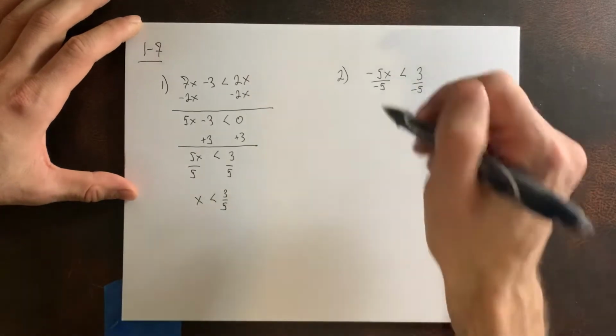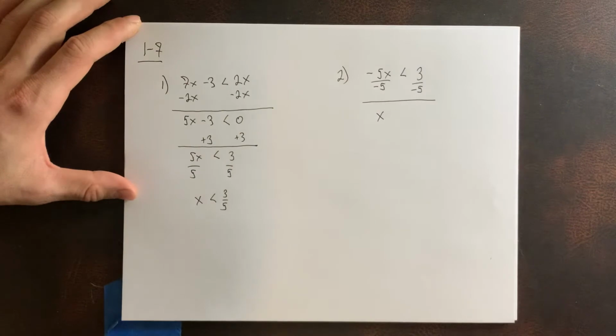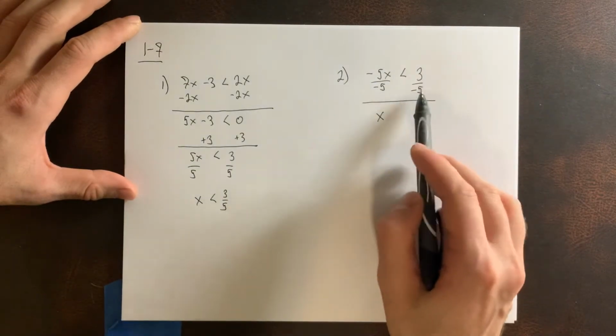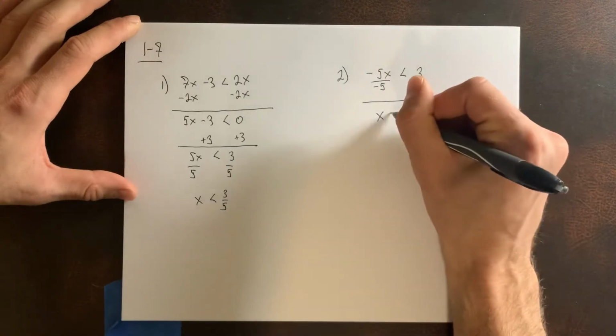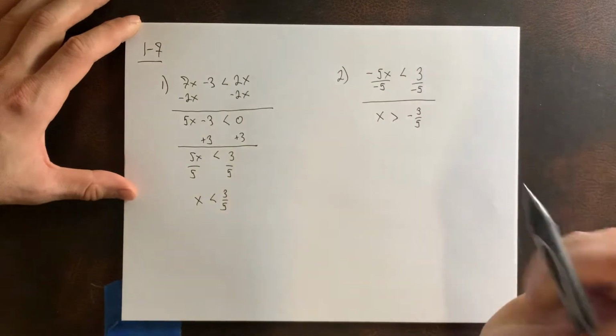Okay, let's do the work. On this side, those 5's cancel, so we just have an x. But like we said a second ago, whenever we divide by a negative on both sides, here we're dividing by a negative 5, the sign needs to turn around. So now it's going to turn this way, and we'll have minus 3 over 5. This only happens with division.